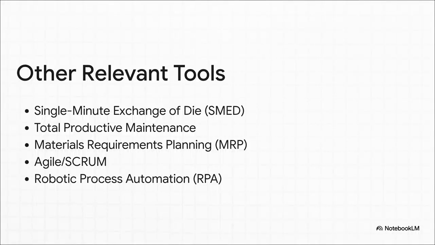You might bring in MRP systems for better planning, or adopt frameworks like Agile for managing projects. And of course, in the digital world, robotic process automation can take over those repetitive tasks. Each one is another powerful instrument in your orchestra of continuous improvement.